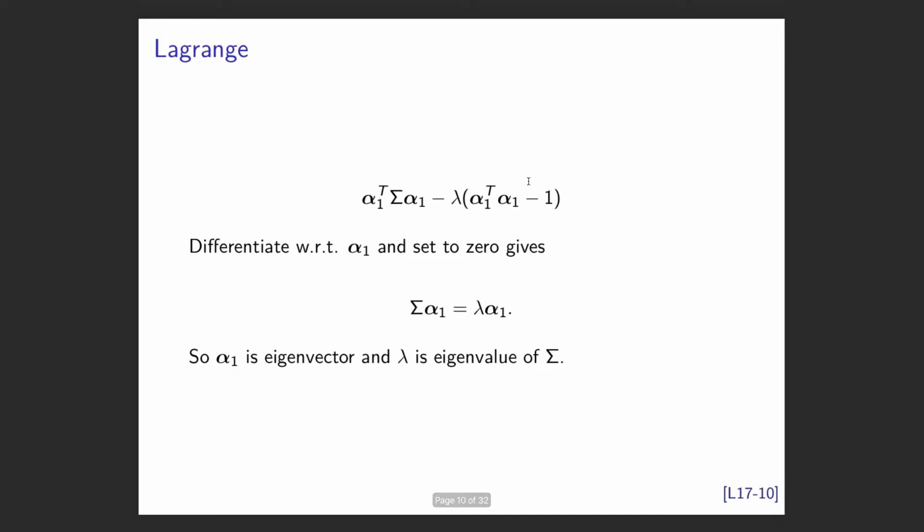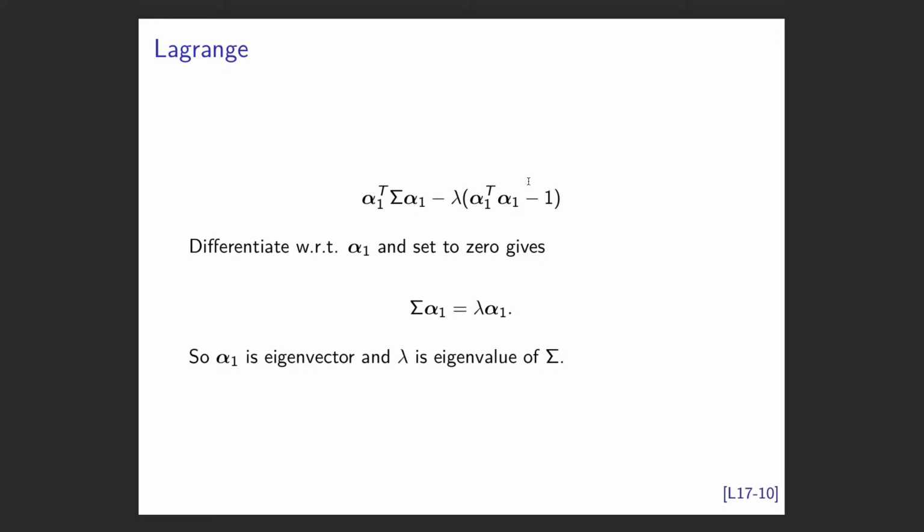So how are we going to do that? Well, we use Lagrange. If you have a maximization problem with a nice simple constraint, we use Lagrange. So what does Lagrange do? It takes your heuristic minus, and then you add an extra parameter lambda, times by your constraint. So I've written that constraint that equals 1 as alpha 1 transpose alpha 1 minus 1. If you can't remember Lagrange multipliers, go and have a look at a first year calculus textbook. They usually describe it.